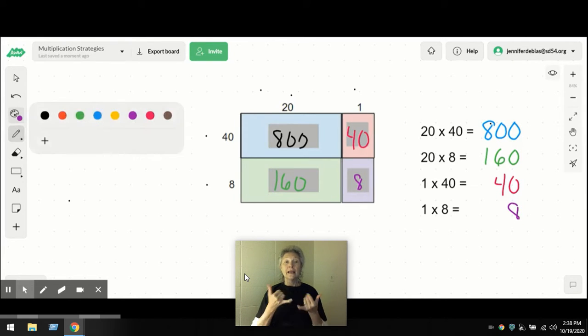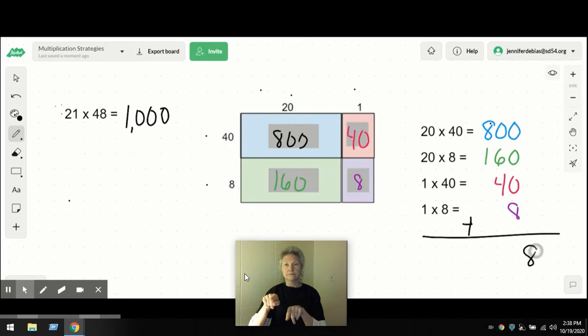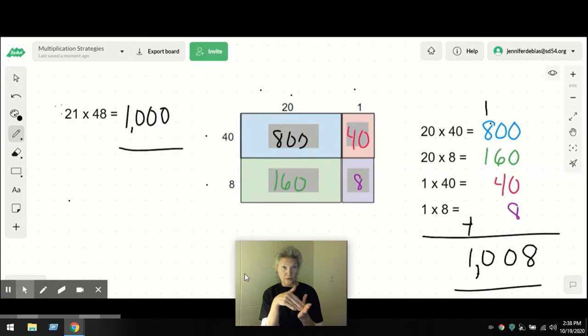So now I'm going to add these partial products together to get my final product. So I see 8 ones, and I have 6 tens plus 4 tens, which is 10 tens, which I know is 100, right? So I'm going to carry that 100 up there. 1 plus 8 plus 1, that would be 10 hundreds, which are 1,000. So my final answer is 1,008. Looking back at my estimate, I see that those are very close, so I know that my answer is reasonable.